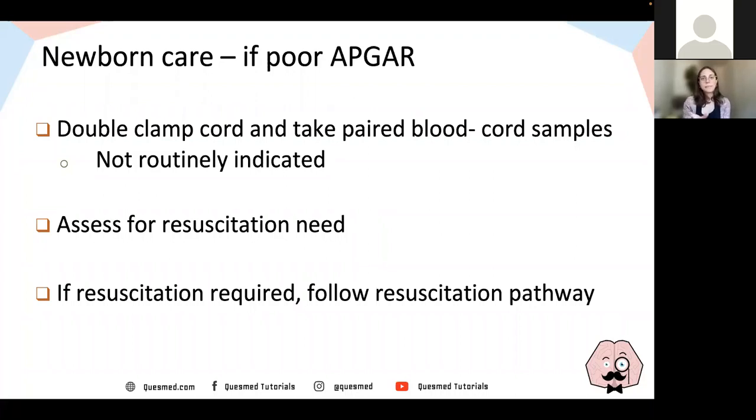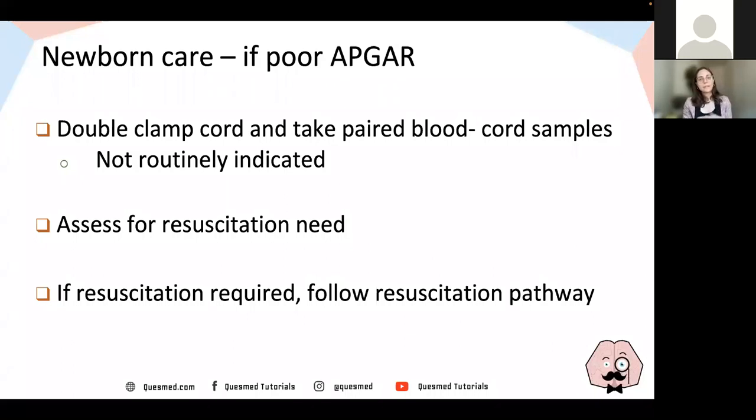And paired cord blood samples, blood gas, are taken from the umbilical vein and the umbilical artery. You usually double clamp the umbilical cord before it's cut, and take the sample from the bit in the middle so that you've isolated it from the placenta and from the baby. Again, not routinely indicated, but if you have concerns, that's what you would do.